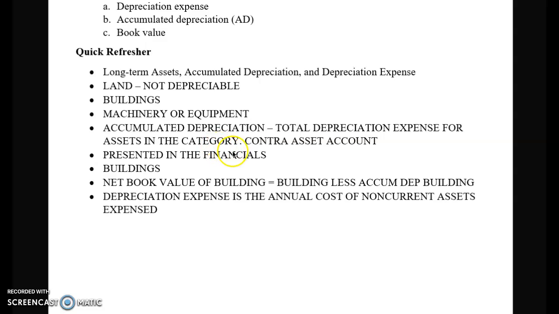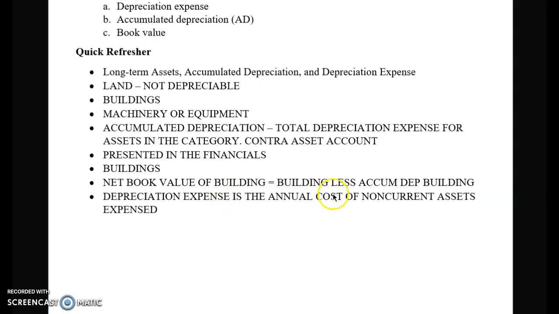All these items are presented in the financials. So assets with the contra asset amount are presented in the financial statement called the balance sheet. Depreciation expense is an expense and it goes on the income statement. So net book value would be building less accumulated depreciation, as an example.